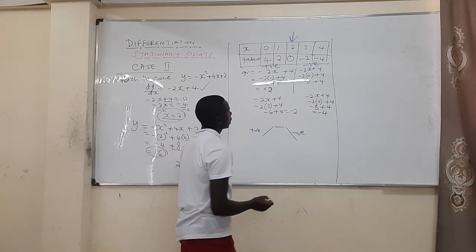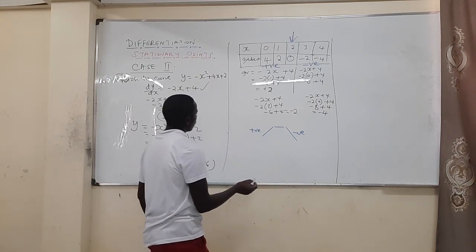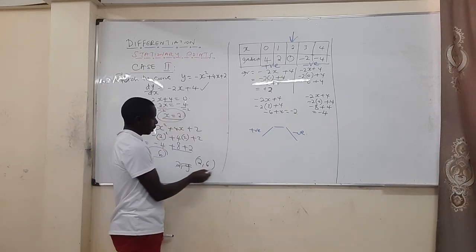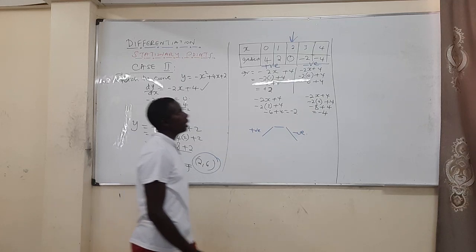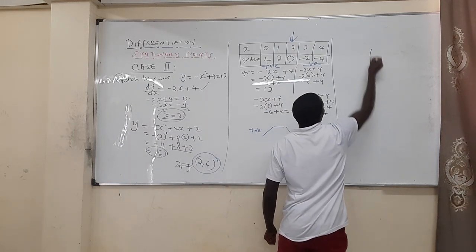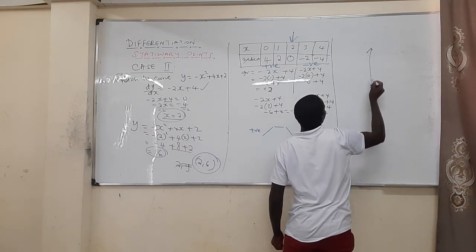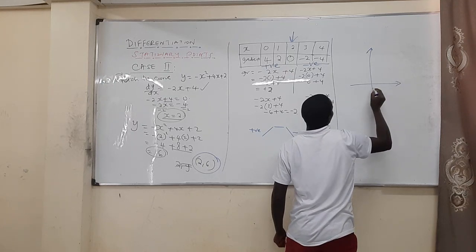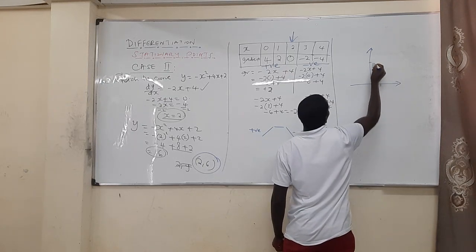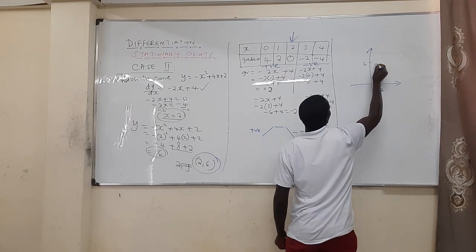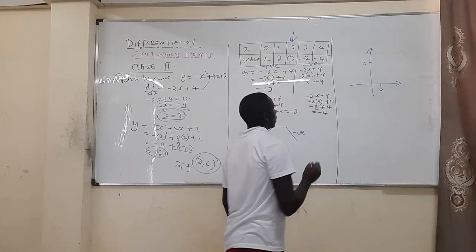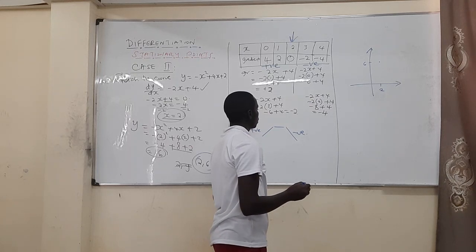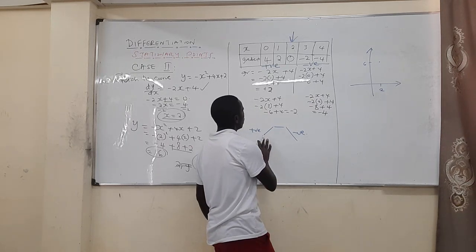And then if you sketch that, we have the coordinate (2, 6) as our stationary point. So we can have a small representation here. So at (2, 6), this is where we have the stationary point. On the left hand side, it's positive.